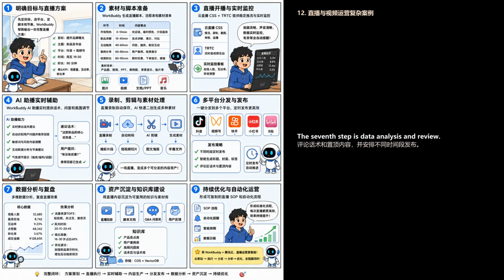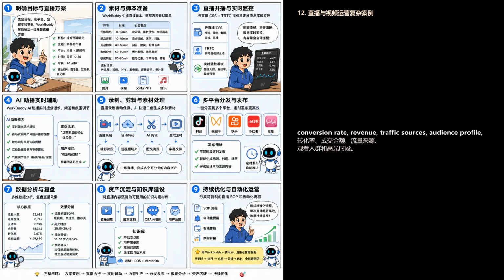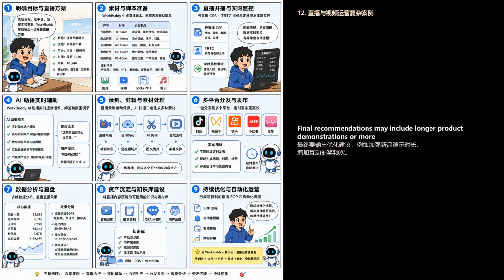The seventh step is data analysis and review. Reviews should not only look at viewer count. It should also examine peak online viewers, interaction rate, clicks, conversion rate, revenue, traffic sources, audience profile, and highlight periods. Final recommendations may include longer product demonstrations or more interactive lotteries.